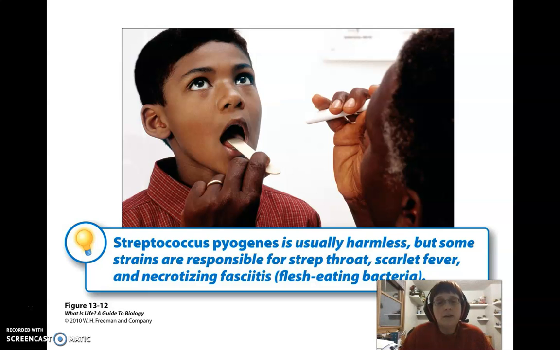All right, so I'm going to finish up on this one, and I'll be back to talk a little bit more about bacteria, and then we'll pick up with our next group, the archaeas.